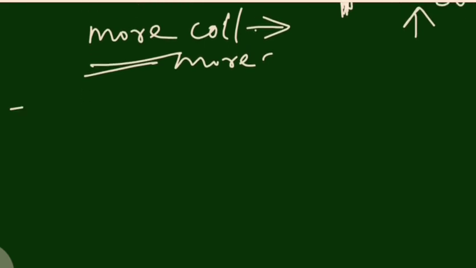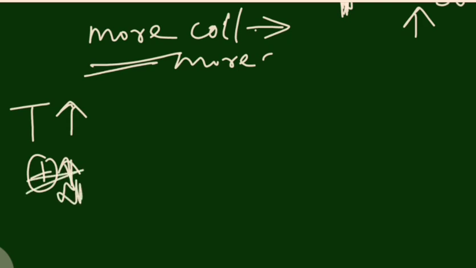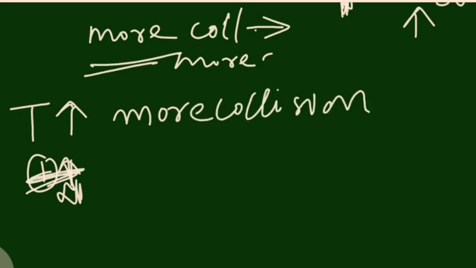So to conclude, what can we say? When temperature increases, more energy will be imparted to the electrons and positive ions. So positive ions and electrons will start vibrating and they will collide with each other frequently. More temperature, more collision will happen. So if more collision is there, what will happen then? More resistance.